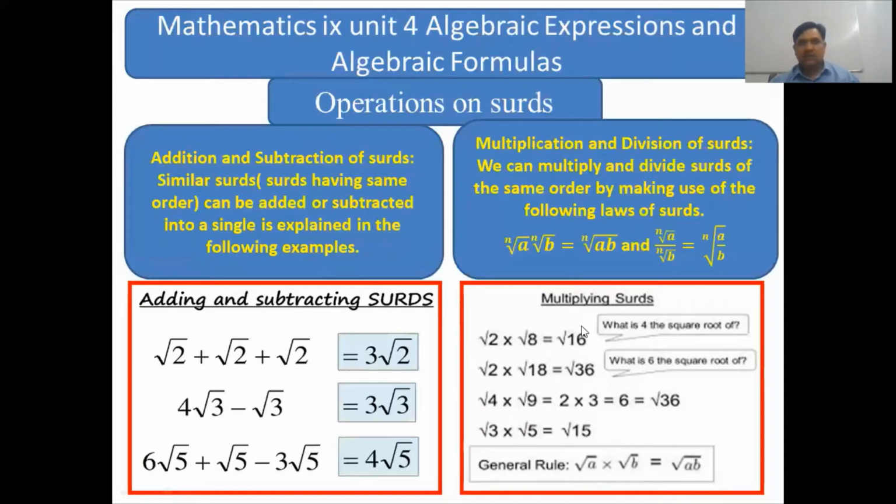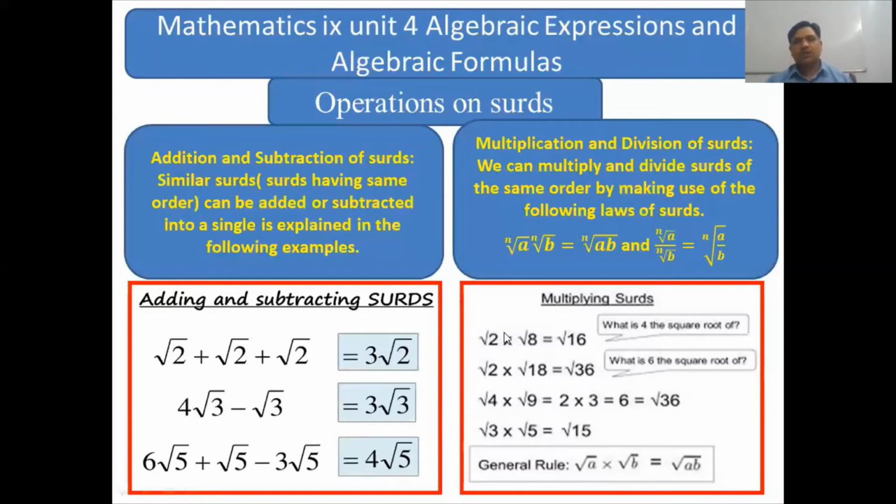So multiplication of surds: square root of 2 times square root of 8. We can use this first law. So we can write this in a single root, 2 multiplied by 8. So 2 multiply 8, we have 16, square root of 16. Similarly, square root of 2 multiply with square root of 18, and we can write this in a single root, and this is 2 times 18, 36.